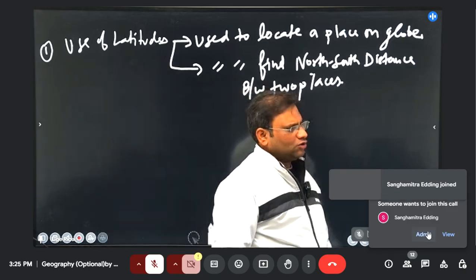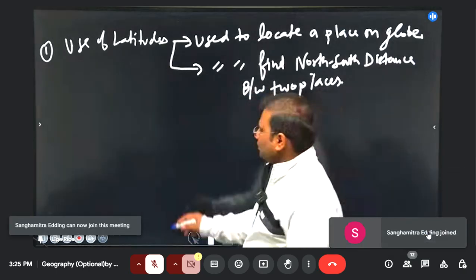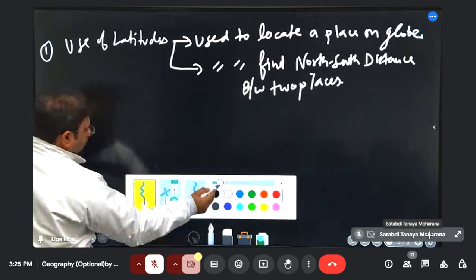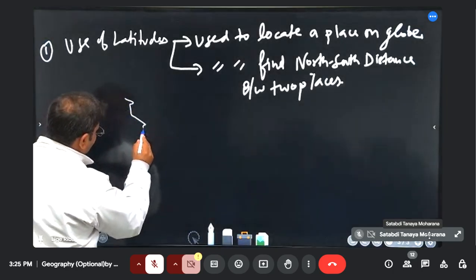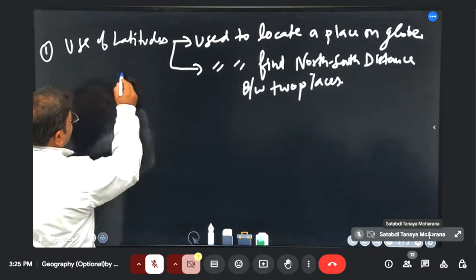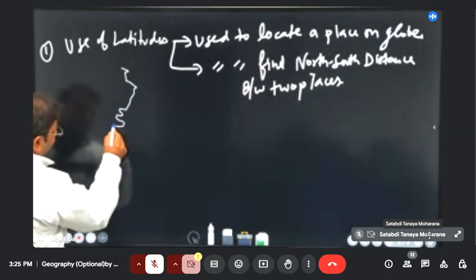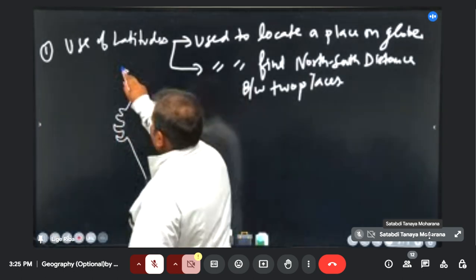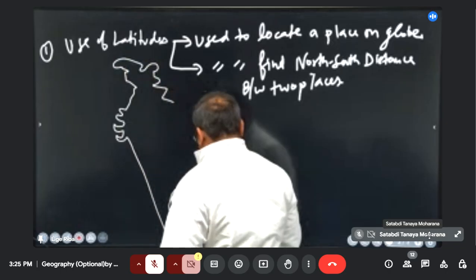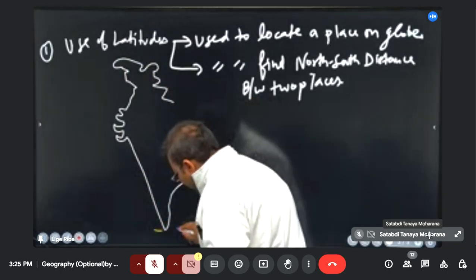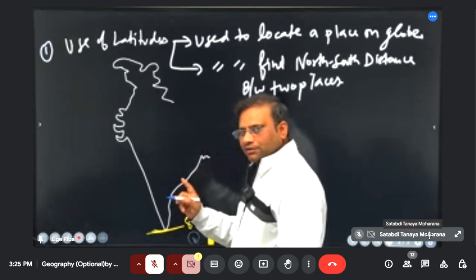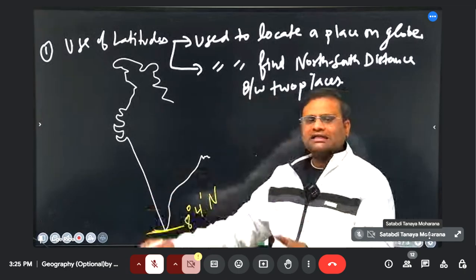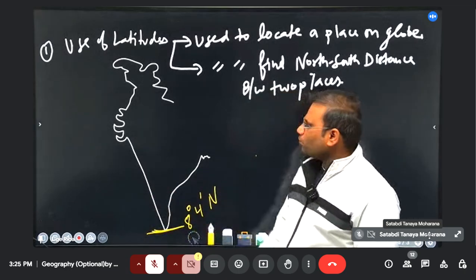So if you know the latitudinal position of some place, let me give you the latitudinal position of India. See the northern and southern parts of India, the Gujarat part, there lies the southern part, and this is the northern part of India. The latitudinal position of the southern point of India on the mainland is 8 degree 4 minute north. Similarly, degrees are also divided into 60 minutes. So, 8 degree 4 minute north.